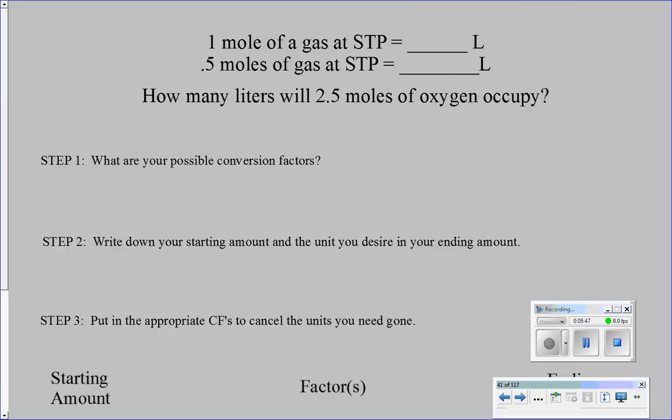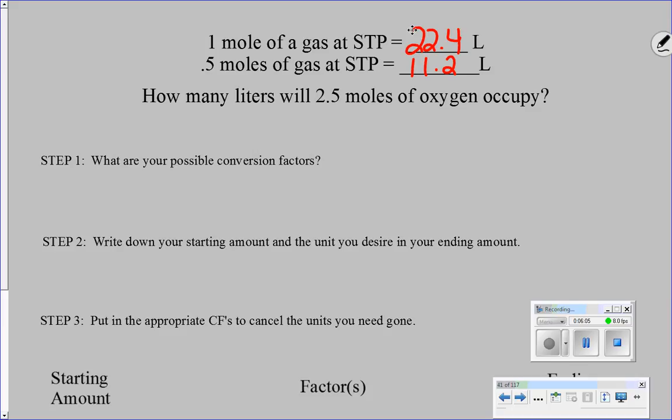So we can also say if we have 1 mole of gas, we know it's going to occupy 22.4 liters. A half a mole of gas is going to occupy 11.2 liters. We can use our same conversion factors here we did on the last one. In this problem, we're just starting with a different amount.